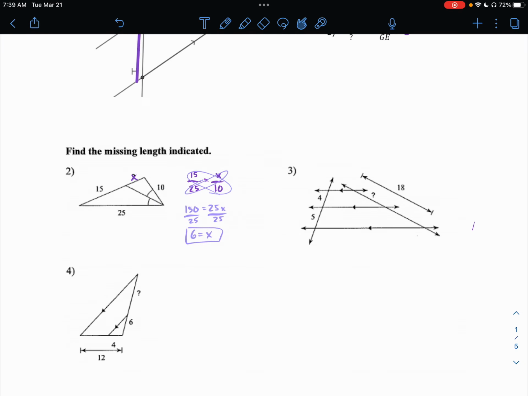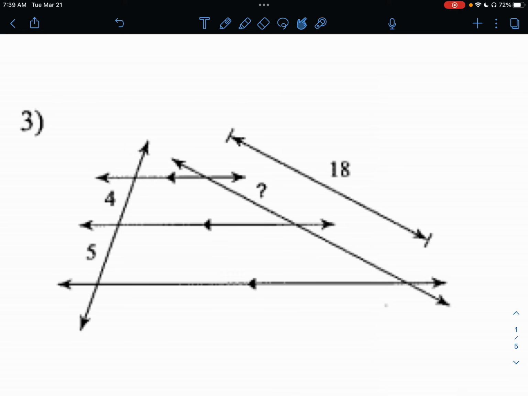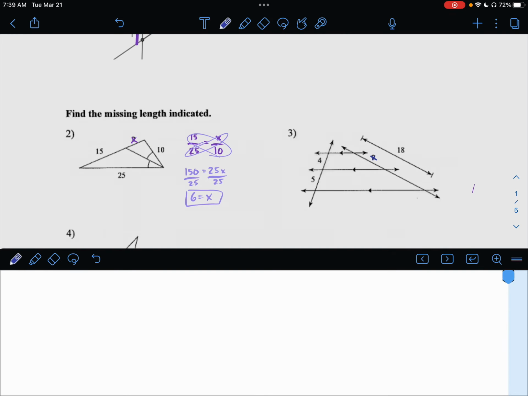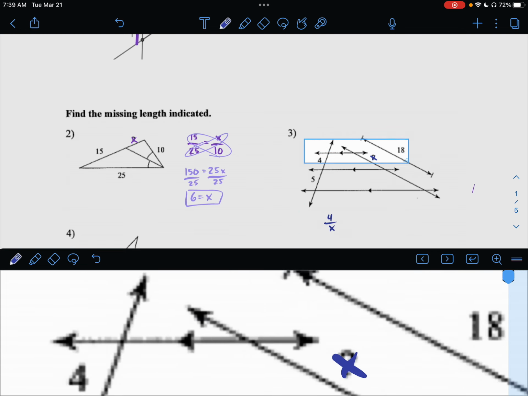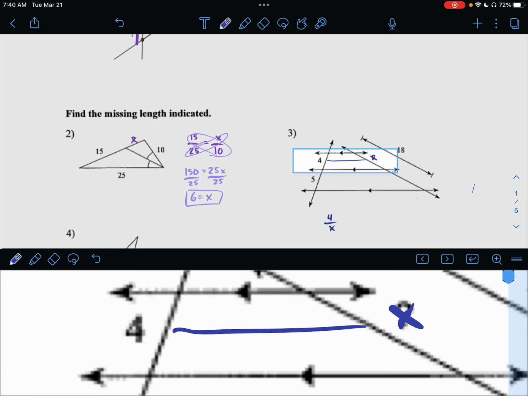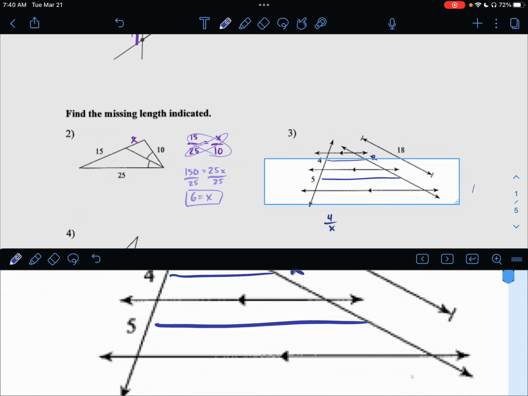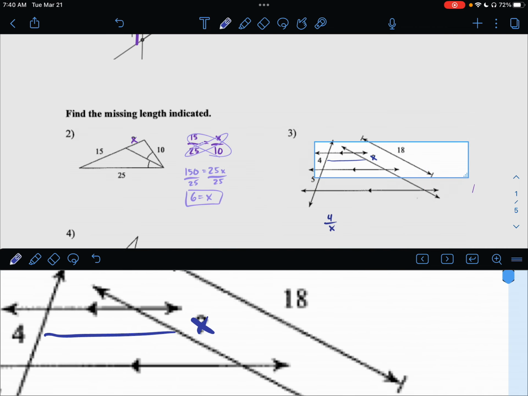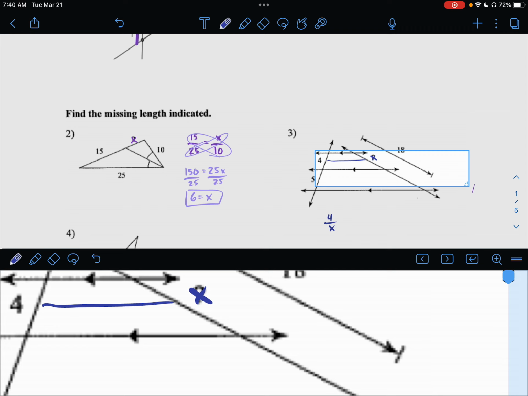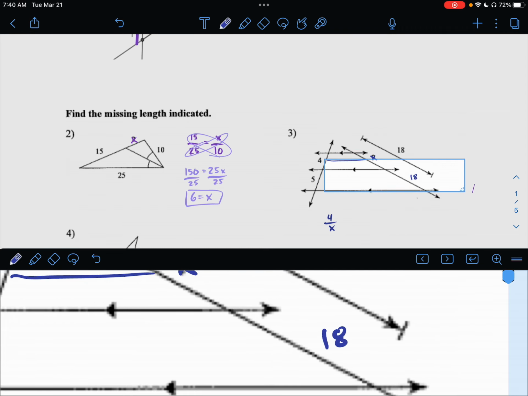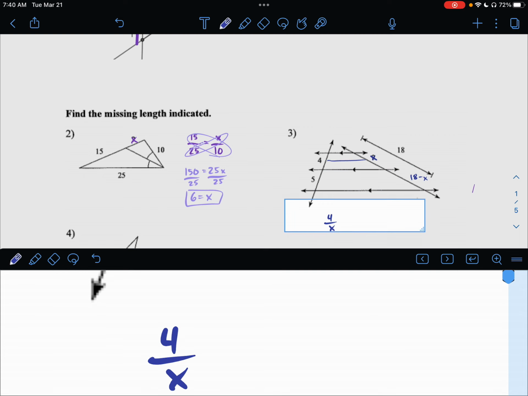Let's see, number three. So number three, I got these parallel lines. Again, this is my x. I can do the 4 over the x, because those are across from each other. So I'll say 4 over x. So the 4 is across from that x. And the 5 is not across from the 18. So I can't say 5 over 18. That would be wrong. What I could do, I see that this entire thing is 18. I see that this part is x, so I could say this is 18 minus x here and say 5 over 18 minus x. That would work.